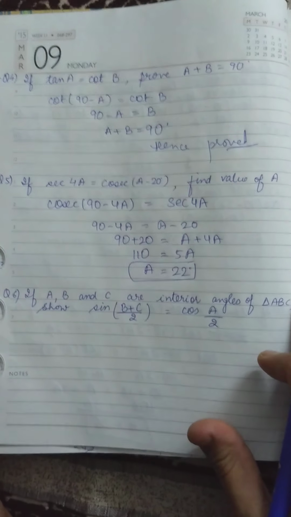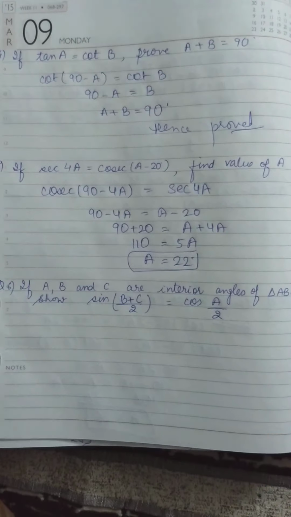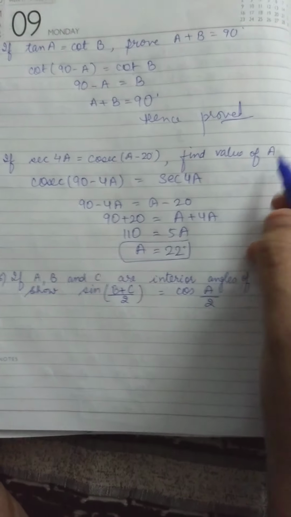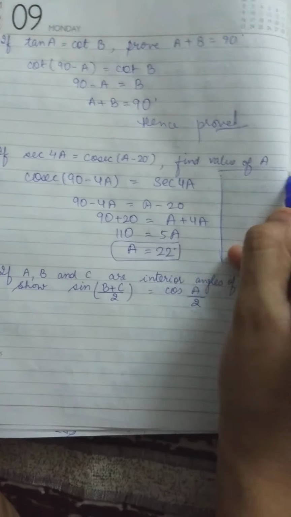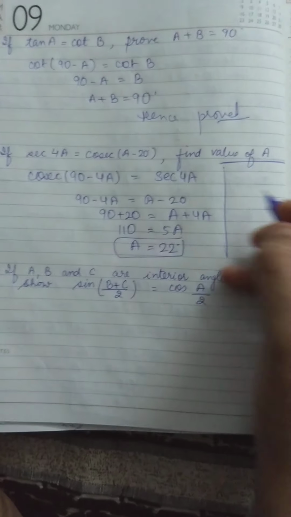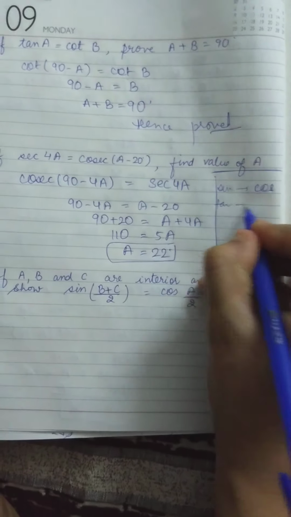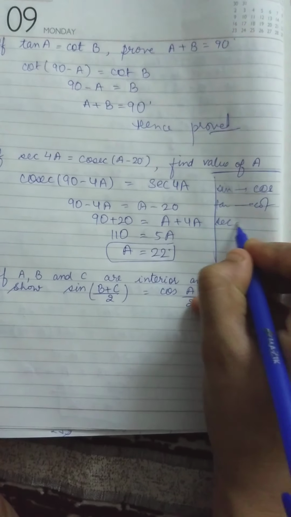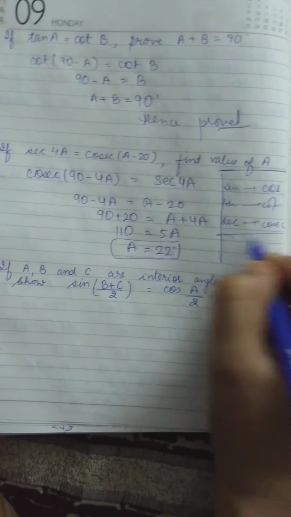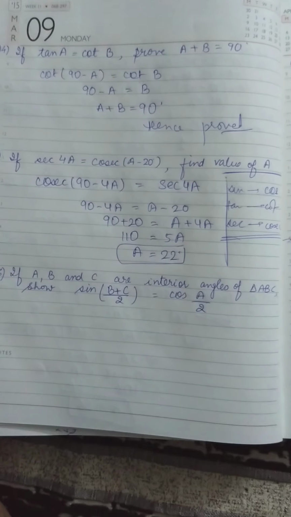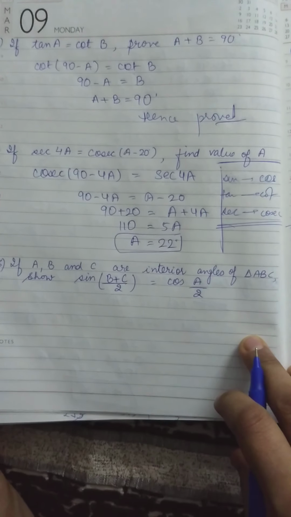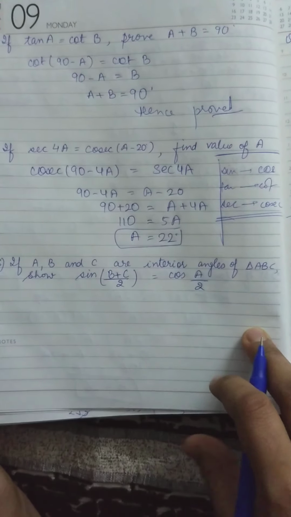These questions are very simple. Just you have to understand what the question is asking, and we have to learn trigonometric ratios for complementary angles. What you have to learn? Sine is paired with cos, tan with cot, and sec with cosec. So you just have to understand, and then you have to practice these questions. You will be able to solve each and every question of this chapter.